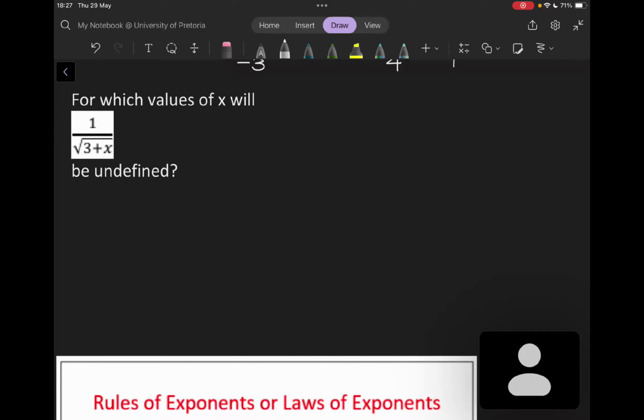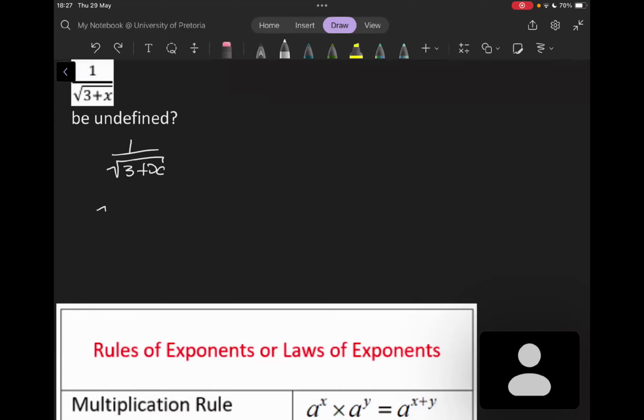So for this question, we need to find the values of x for which this expression over here is undefined. We know that expressions are undefined if the denominator, which is this part here on the bottom, is equal to 0. Cool. That's just information that we have to know. The next step would then be to solve for x, which would essentially be this right here. Let me just write this down.